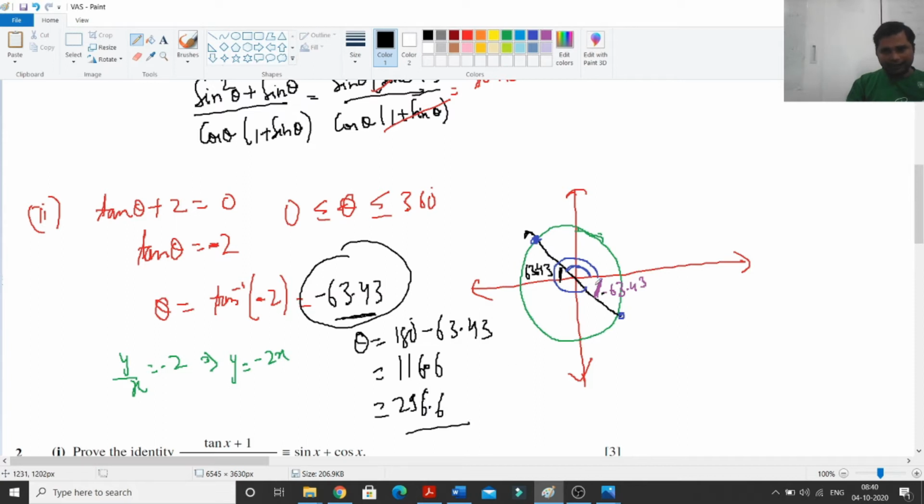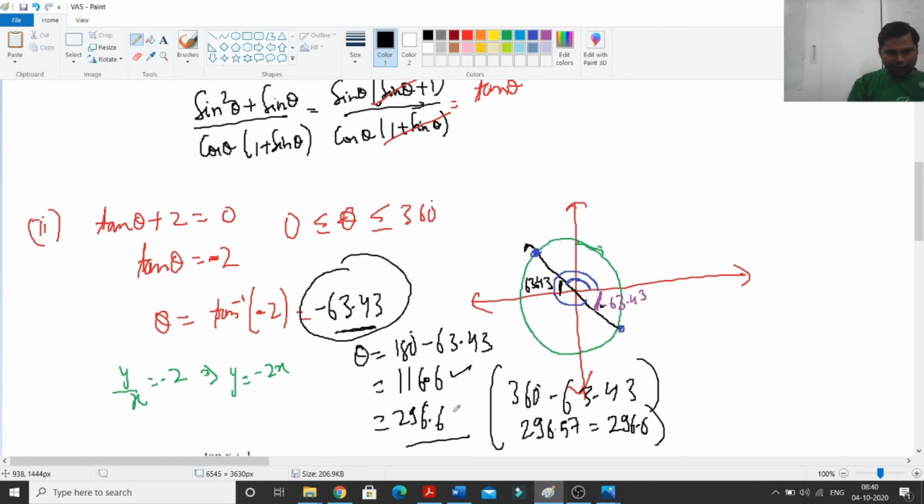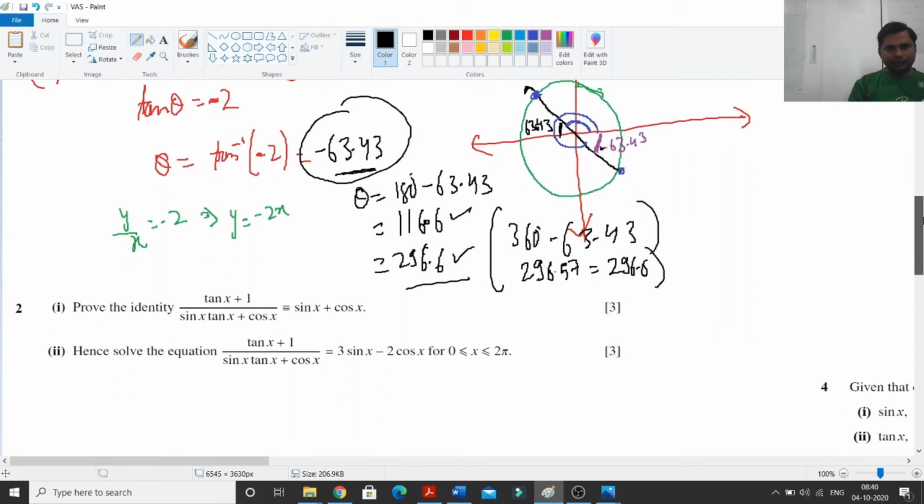And the other way to analyze this is, if this is 63.43, the total angle is 360, so you can also write it like that, 360 minus 63.43. And if you do that, 360 minus 63.43 using the calculator, you will get 296.57, which is the same as, to one decimal place, 296.6, right? So there are two ways to solve this question. So one answer is 116.6 and the other answer is 296.6.